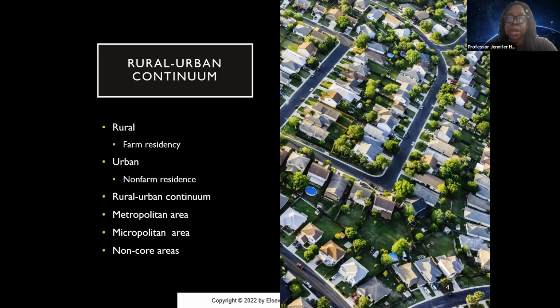A metropolitan area consists of an area with a population of more than 50,000. A micro area contains an urban core of at least 10,000 but less than 50,000. These are all things to make sure you memorize and understand the definitions of, so that if you see this again, you know the difference between rural and urban, and metropolitan from micro metropolitan.